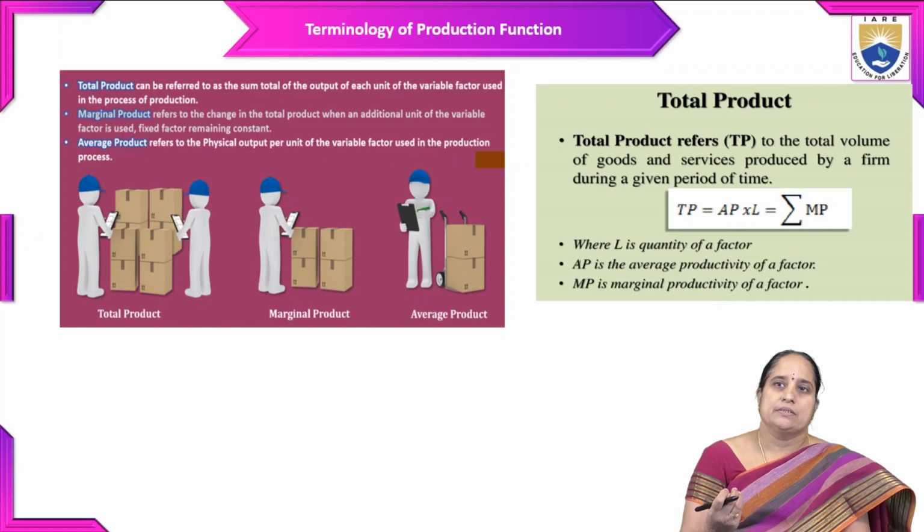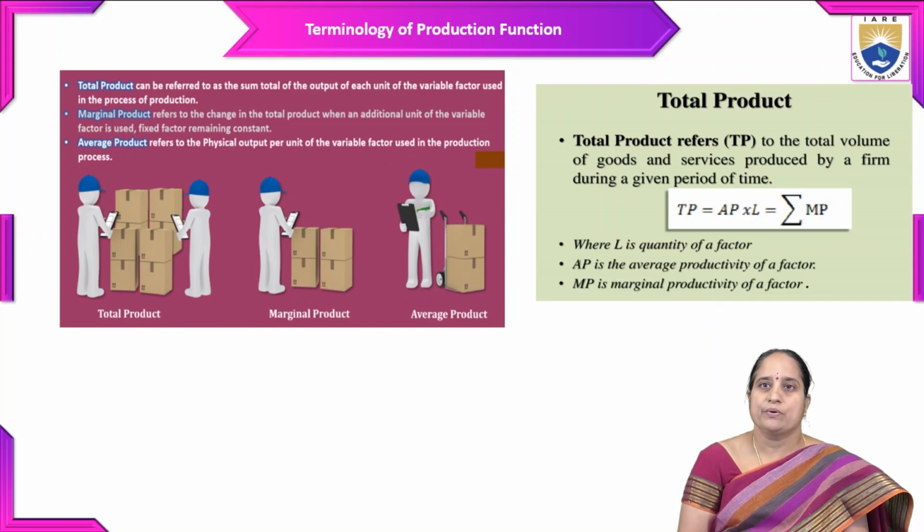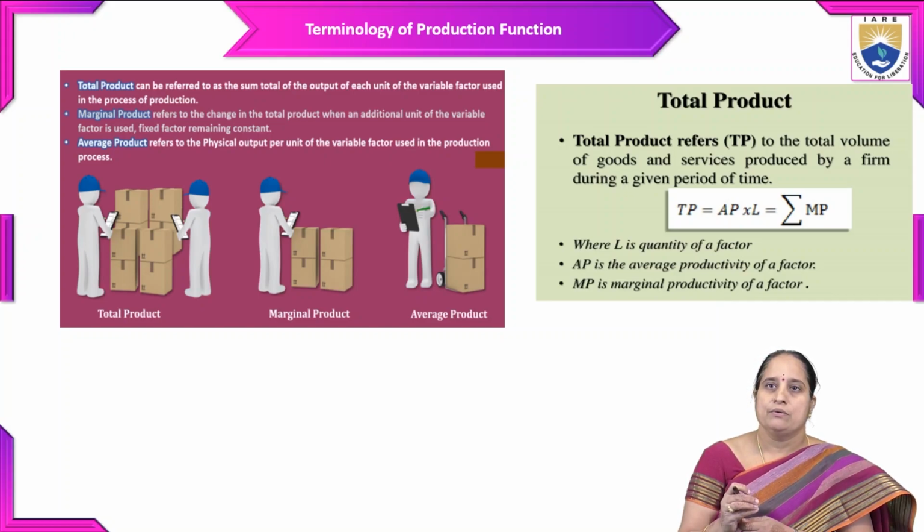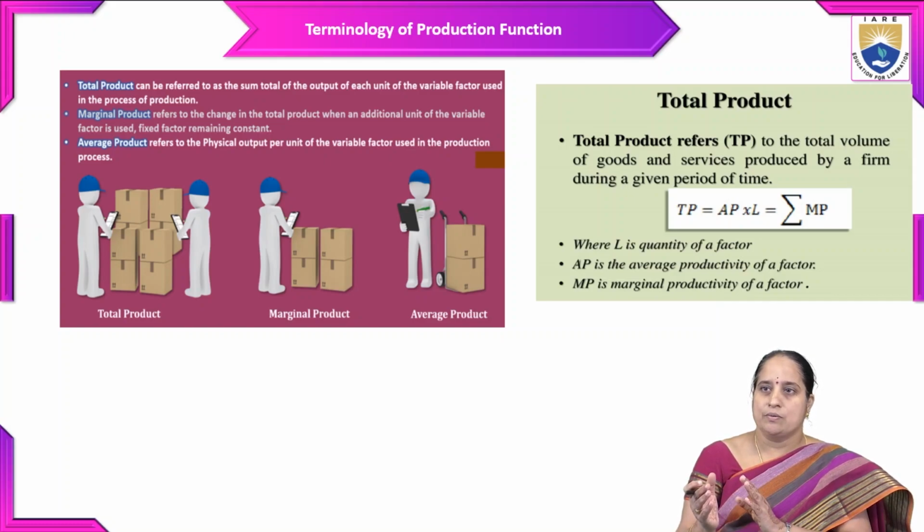Then it is the sum of total of the output of each unit of variable factor used in the production process. Then marginal product refers to the change in the total product when an additional unit of the variable factor is used, fixed factor remaining constant. If you are going to add one more additional unit, the total product is going to change, but the fixed cost remains the same. There is no change in terms of fixed cost.